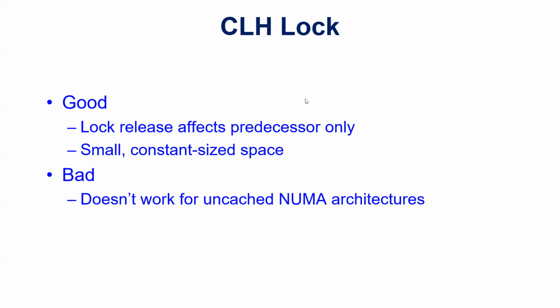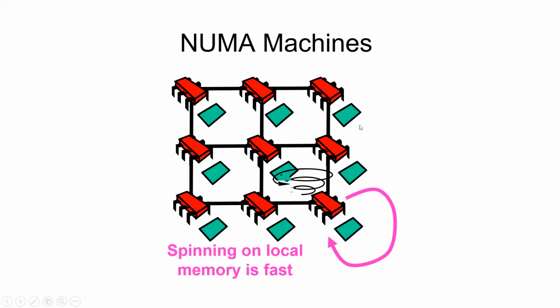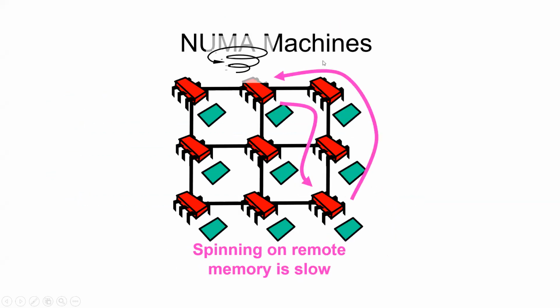Now, in CLH lock, the main problem is that it doesn't work for cacheless NUMA architectures. NUMA means non-uniform memory access. When a particular thread is spinning on a local variable, memory will be very fast. But when a thread wants to spin on a remote location, then memory will be slow. So that is the main problem.